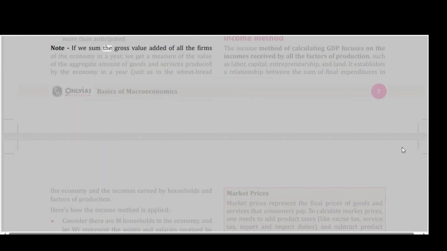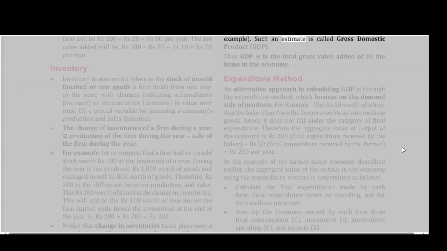Note, if we sum the gross value added of all the firms of the economy in a year, we get a measure of the value of the aggregate amount of goods and services produced by the economy in a year, just as in the wheat-bread example. Such an estimate is called gross domestic product (GDP). Thus, GDP is identical to the total gross value added of all the firms in the economy.